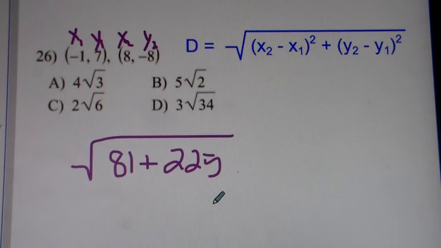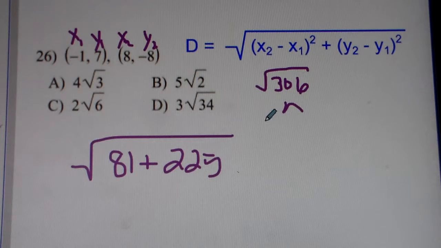And 225 plus 81 is 306. So now we have to break down this 306. Now 306, I know that's an even number, so it's going to be 2 times something. In fact, it's going to be 2 times 153. Now 153, I'm hoping that's divisible by 3. And it is. 153 divided by 3 is 51.